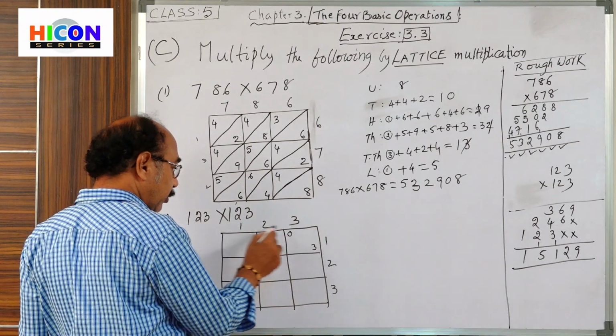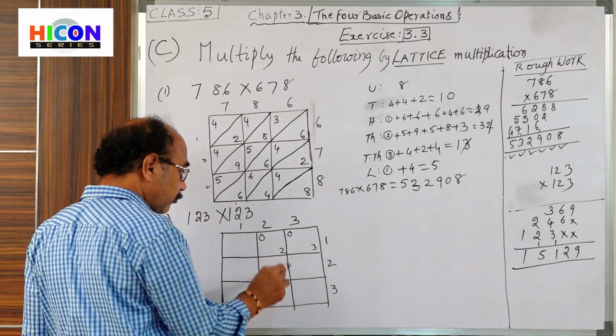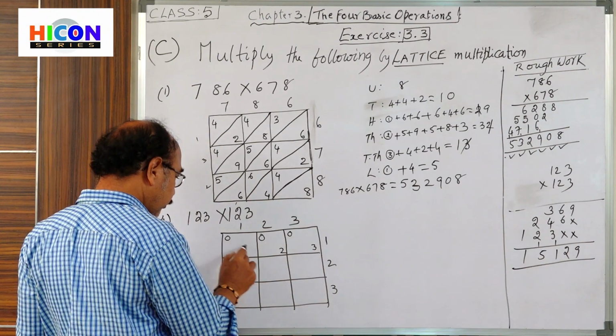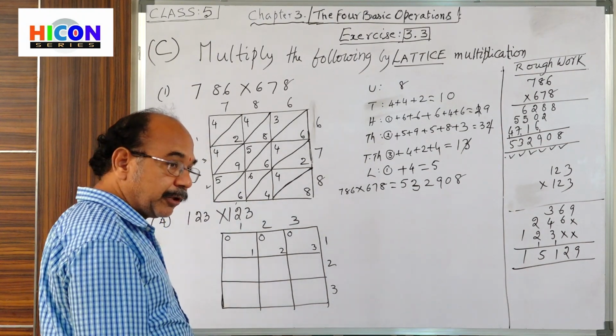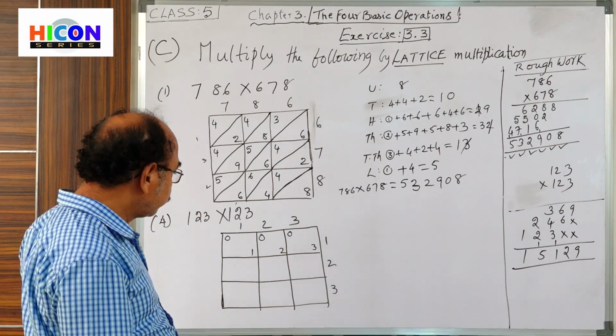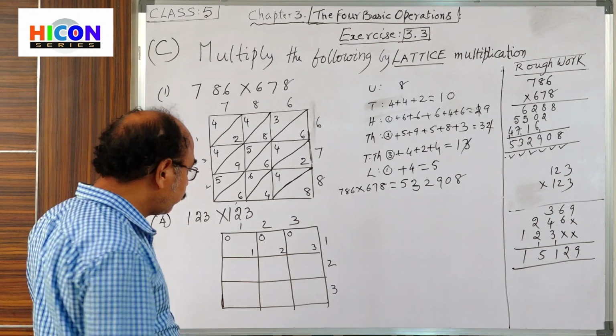1 times 3 is 3. Here 1 times 2 is 2. 1 times 1 is 1. 1 can be written as 0. 0 2 means 2 only. 0 3 means 3. Now multiply with 2.